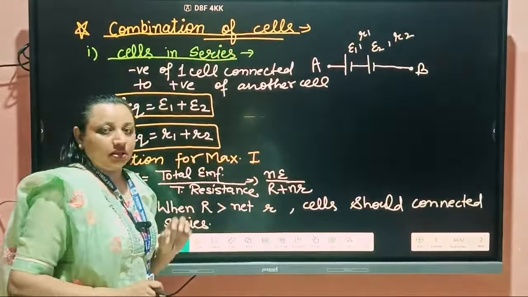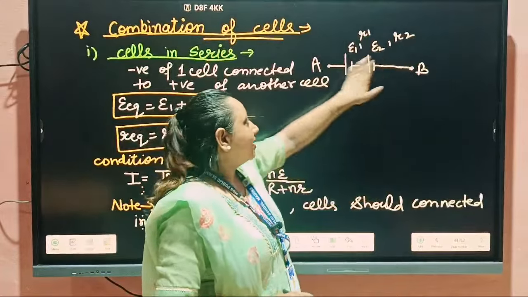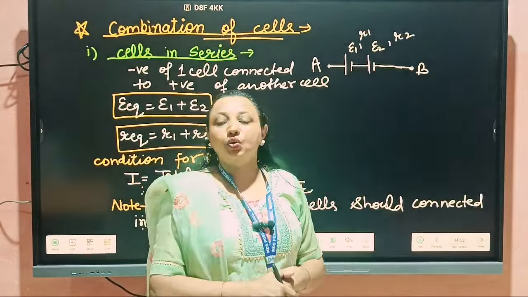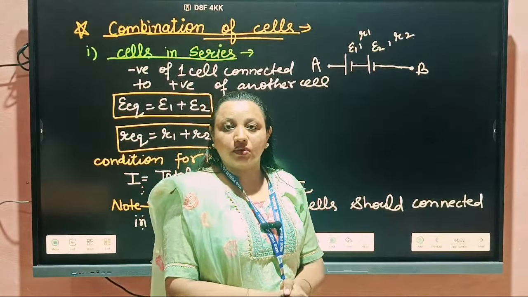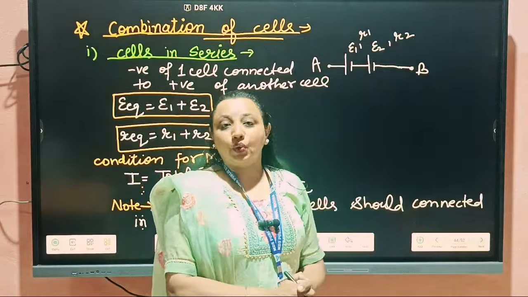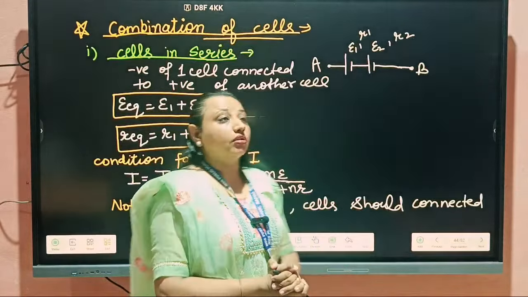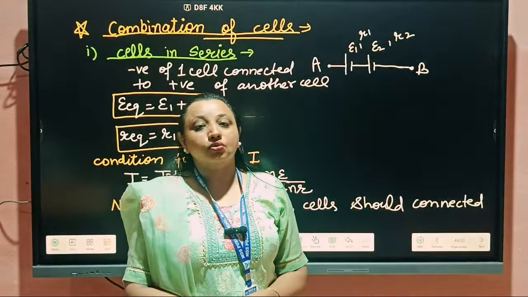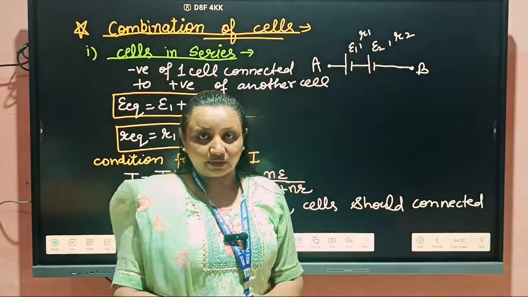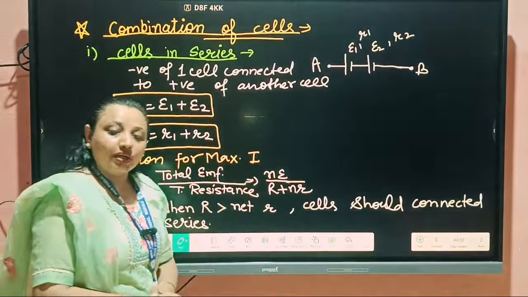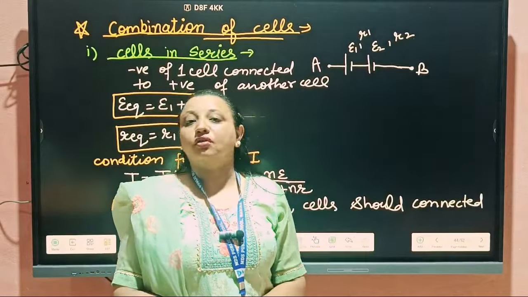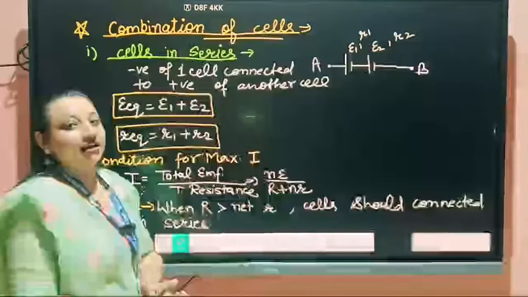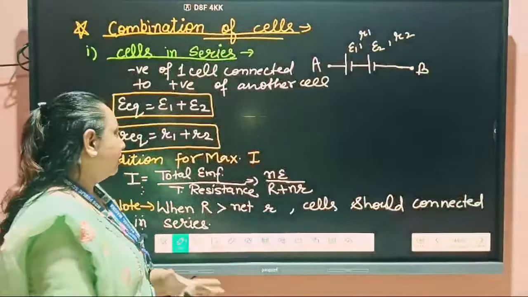In series combination, there are two cells. One cell having EMF E1, its internal resistance is R1, and another cell having EMF E2 and its internal resistance will be R2. When they are connected end to end, then the equivalent EMF of both the cells is equal to E1 plus E2. The equivalent EMF is equal to the sum of the individual EMFs of the cells, and the equivalent internal resistance is equal to the sum of the individual internal resistances. This is how, by these formulas, you can find the equivalent EMF and the equivalent internal resistance in series.